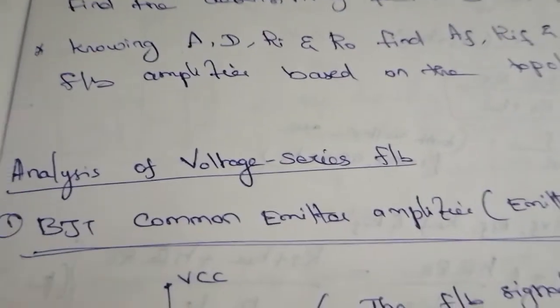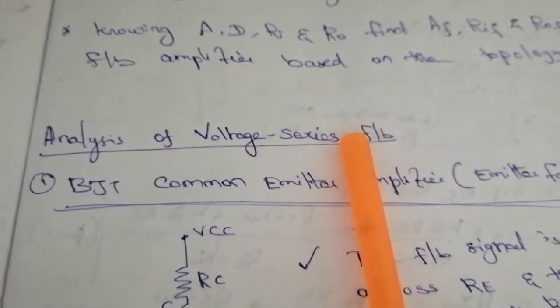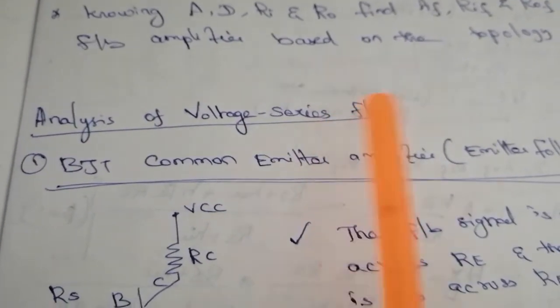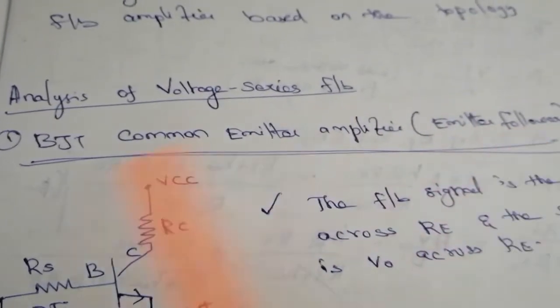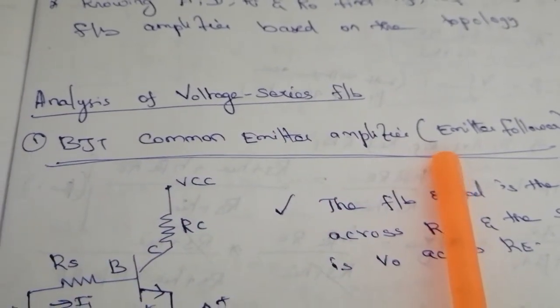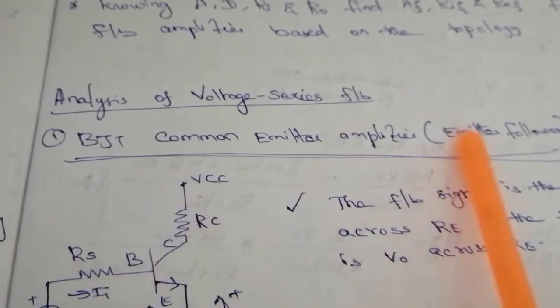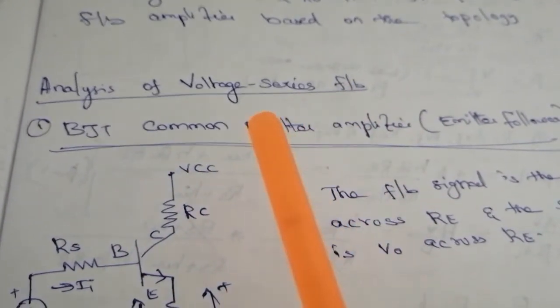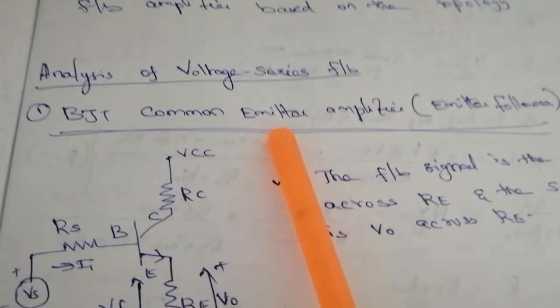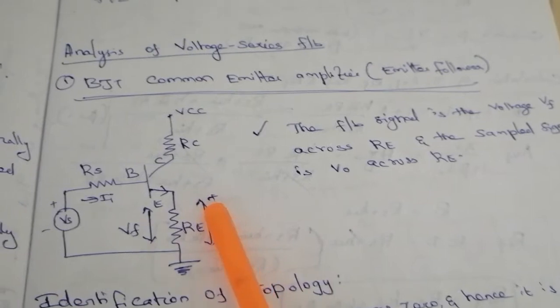So let's see the analysis of voltage series feedback. For this type of topology, we can use the circuit of the BJT common collector amplifier, also known as emitter follower. In this circuit, we already learned in electronic circuits 1, right? So this is the circuit diagram of the common emitter amplifier in BJT.